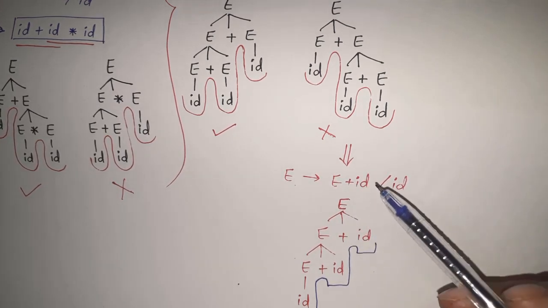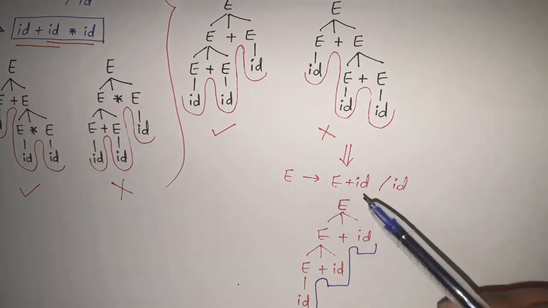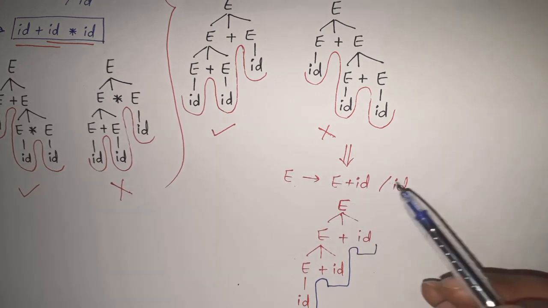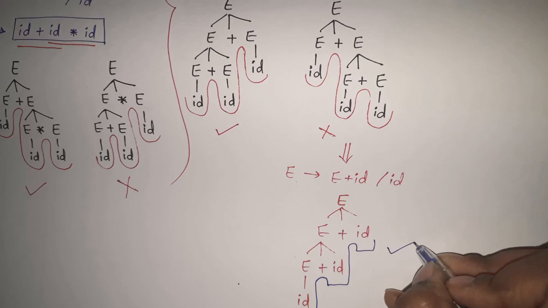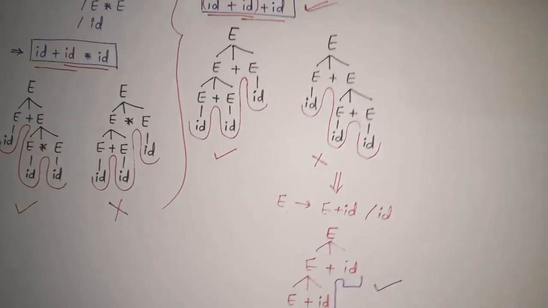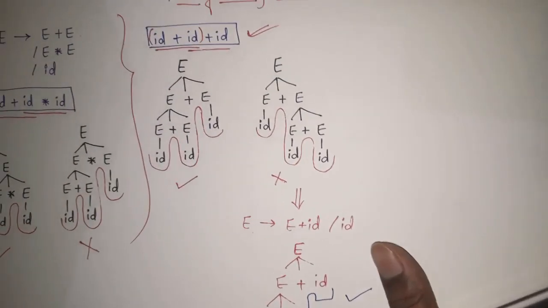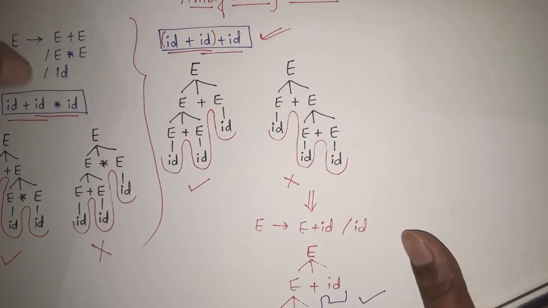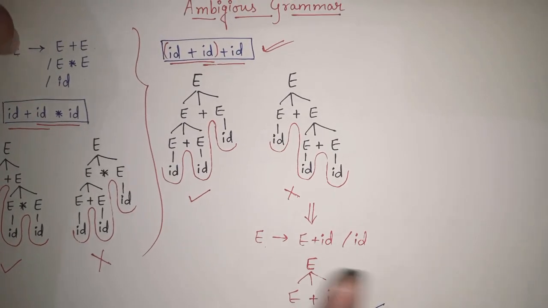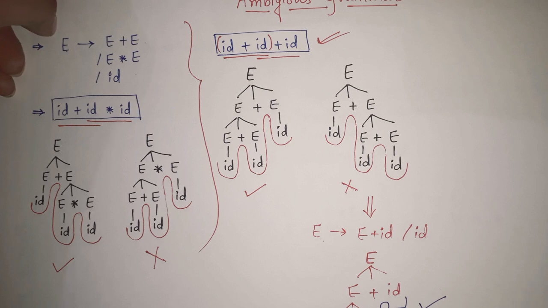So I have converted the given ambiguous grammar into this unambiguous grammar that generates only one parse tree, and that is a correct parse tree. Are you understanding how we have converted it? With the help of some logic we have to convert it. Okay, now similarly, we have already converted that.